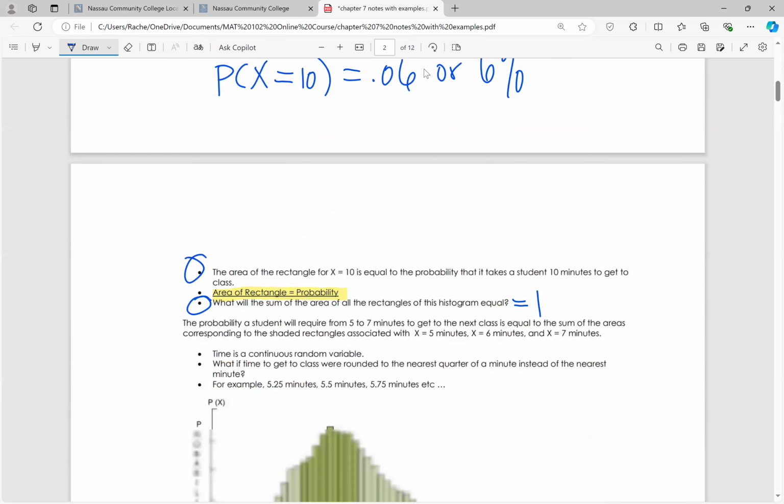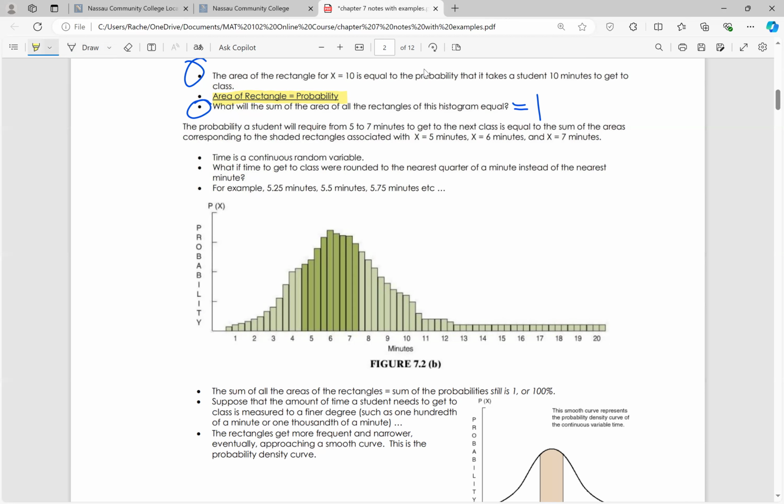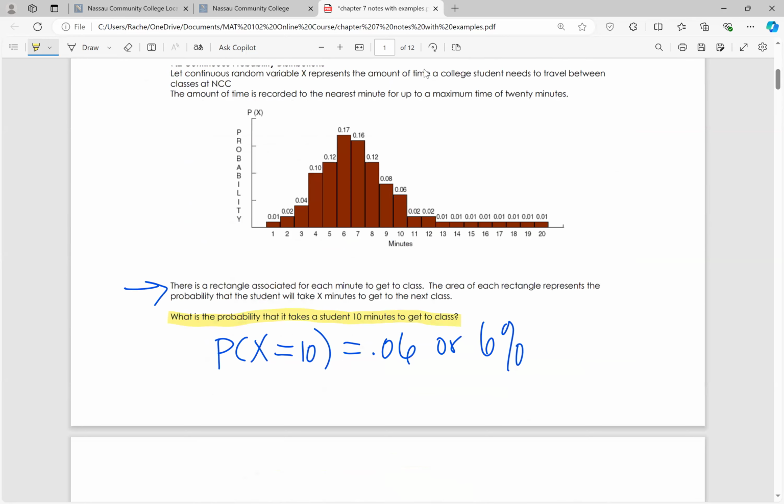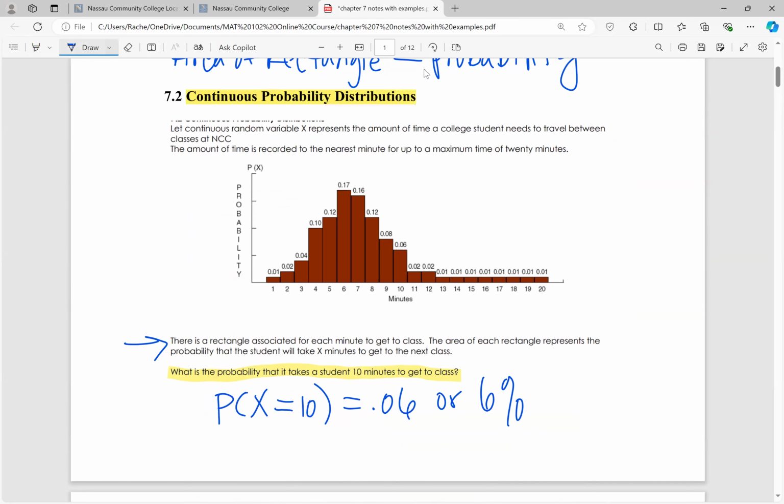But what if we wanted to break time into quarters? For example, what if we listed time as 1.25 minutes, 1.5, 1.75 minutes, and so on and so forth? What happens? There's a lot more rectangles than in the previous diagram. And I want to show you something else in this first diagram that we looked at. Again, I'm just going to ignore all the late people for a minute. If we look at this bell-shaped symmetric curve, let's trace it and let's try to get as close as we can to these bars.